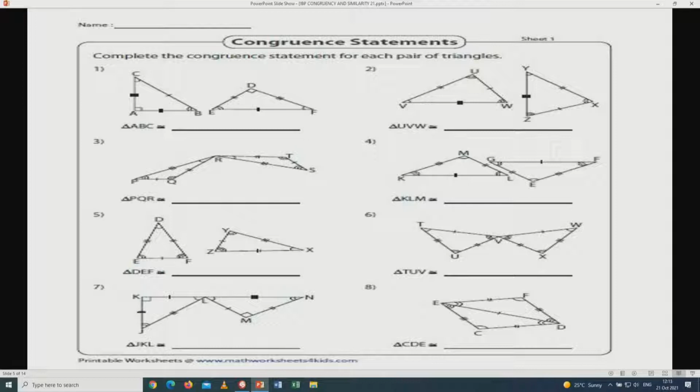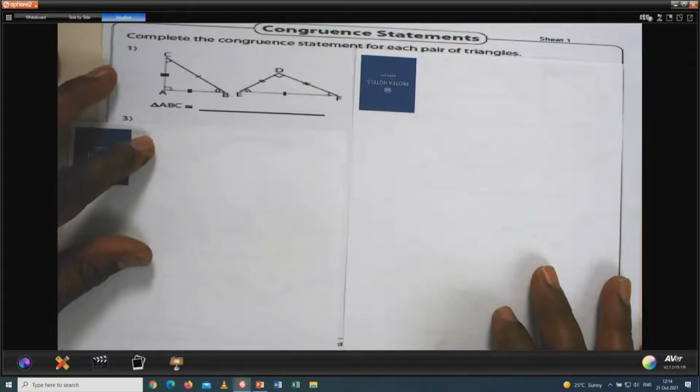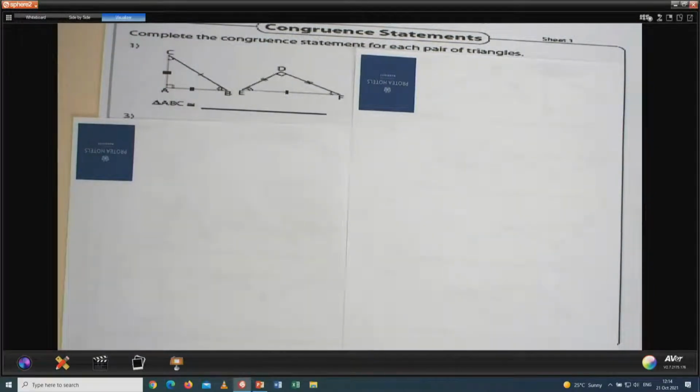Let's look at this one now. Let's try and solve this one and see whether it's congruent. Right, let's look at it and see its congruency. There you are. The first one, we want to see triangle ABC. Is it congruent to DEF? All right, we start now.